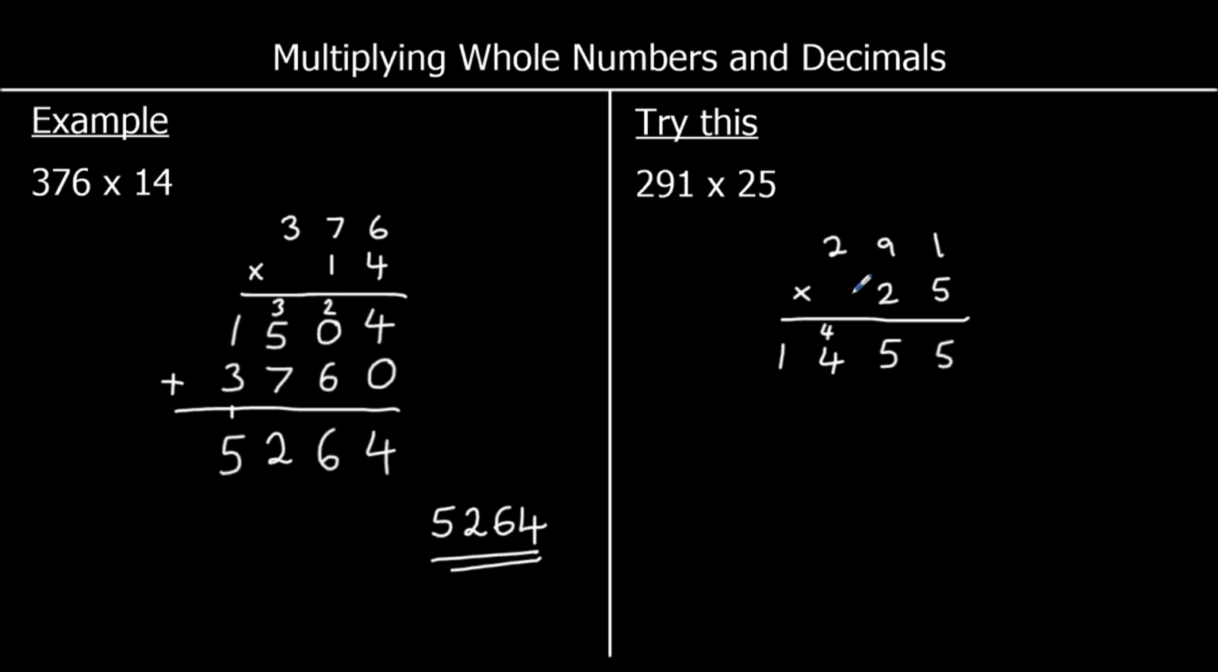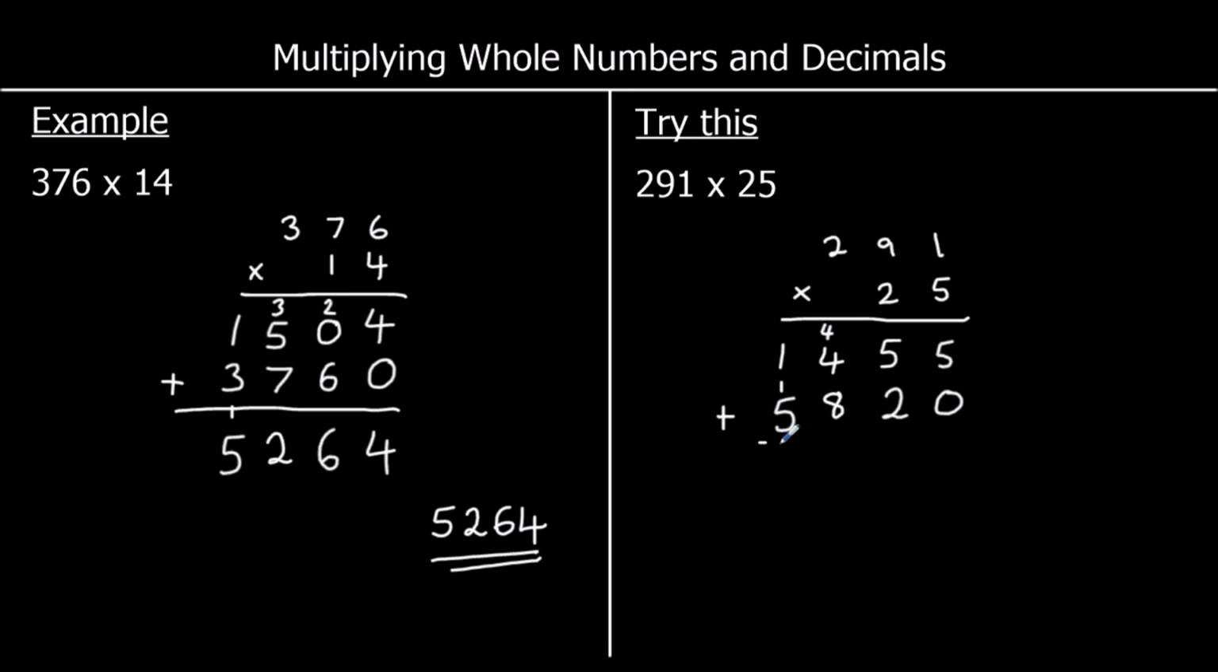I'm going to multiply by 20 now, so I'm going to add a 0. Because I'm multiplying by 20 instead of 2, all of my answers are going to shift over one column. So I'm going to do 2 times 1, which is 2. 2 times 9, which is 18. So 8, and carry over the 1. And 2 times 2, which is 4, plus the 1 I've carried over. So 5. So I've got 5 times 291 and 20 times 291.